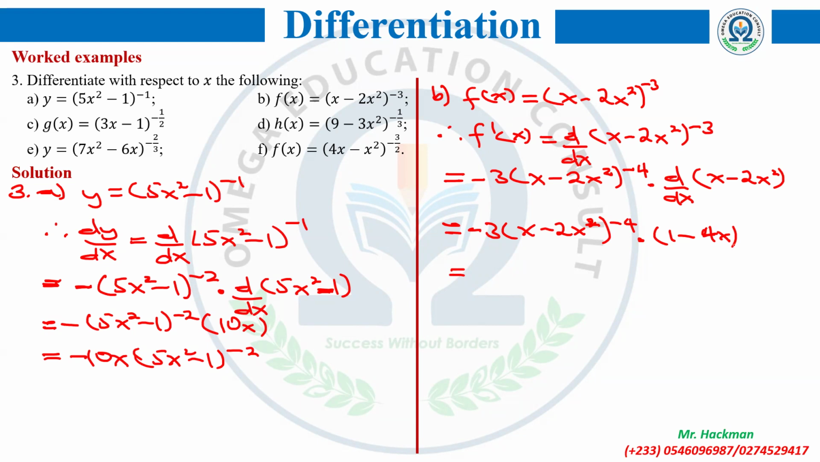Remember I've told you, if you have an expression and you have a positive, you write the positive first. So I'm going to write 12x first, then minus 3. Is that clear? Then into, don't forget this: you multiplied the first factor and the last factor. The middle factor is still there, which is x minus 2x squared, all to the power negative 4.